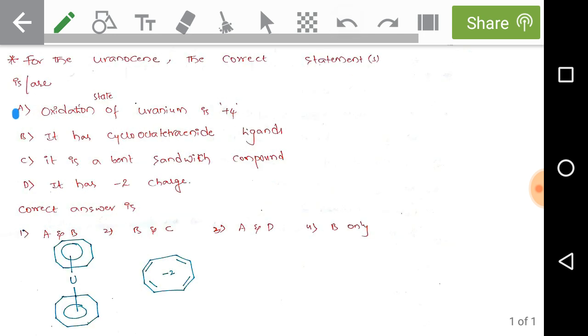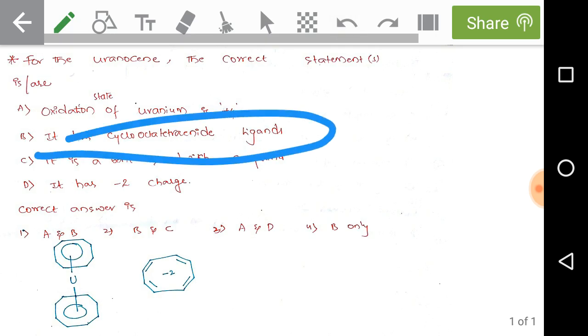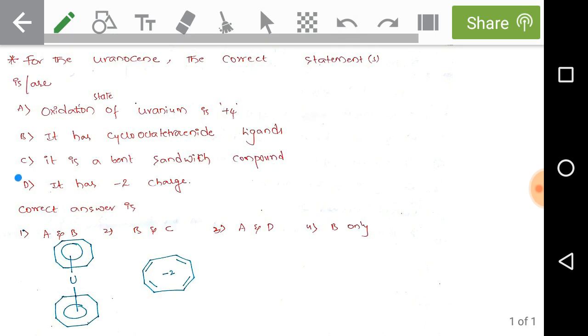Next one, for the uranocene, the correct statement or statements are here. Oxidation state of uranium is +4. It has cyclooctatetraenide ligands and it is a bent sandwich compound. It has -2 charge. Just observe, this is the structure of uranocene, where uranium has 2 cyclooctatetraenide ligands. So it is a sandwich compound, but it is not a bent sandwich compound. That's why option C is simply eliminated.